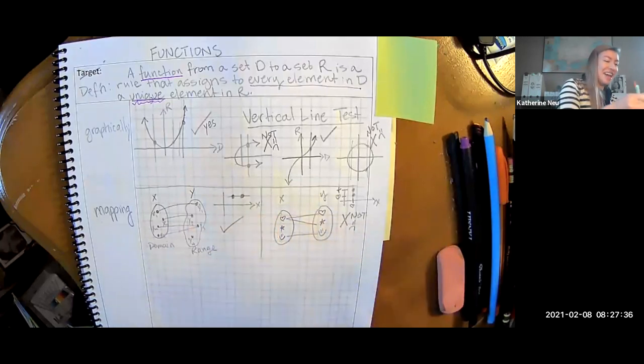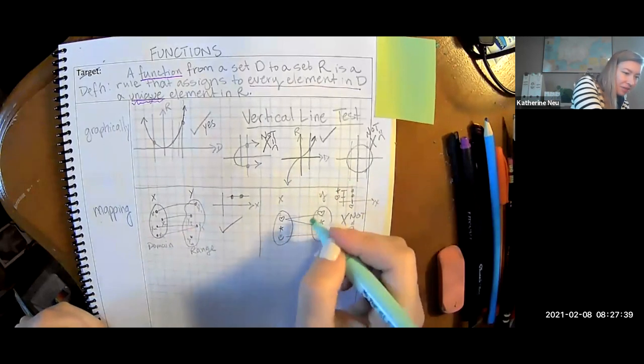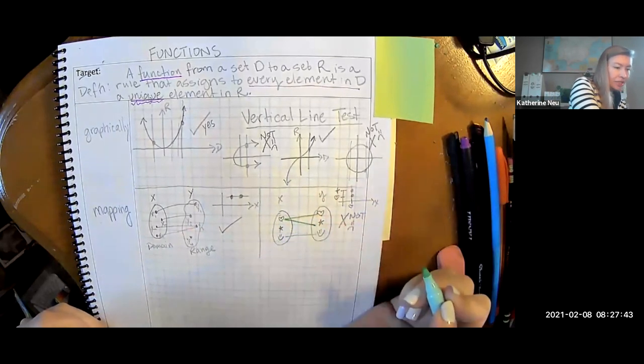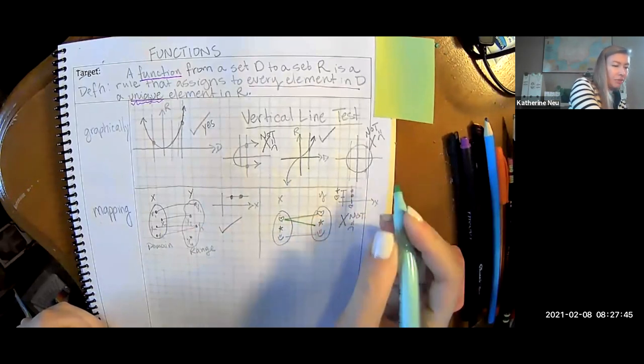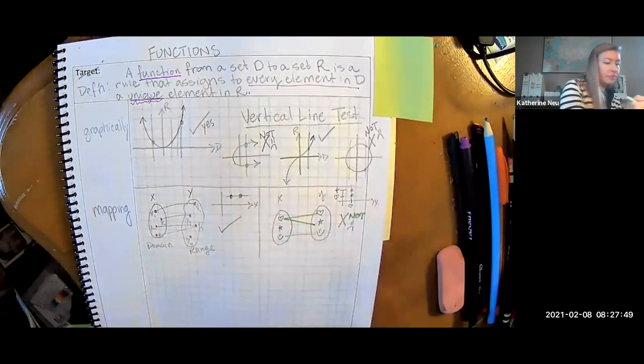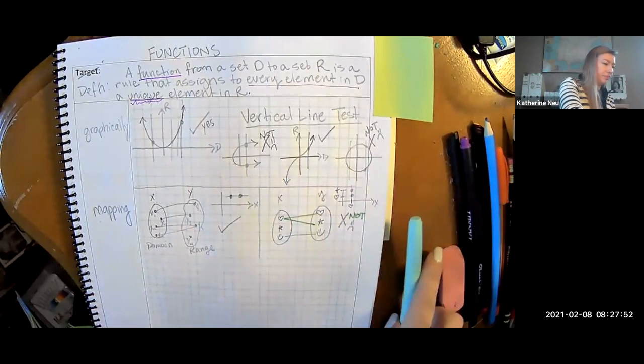So this is what you're looking for when you're looking at mappings: two y values that go to one x. This is not a function.